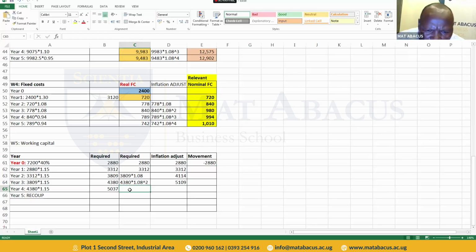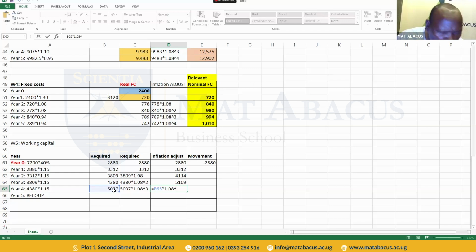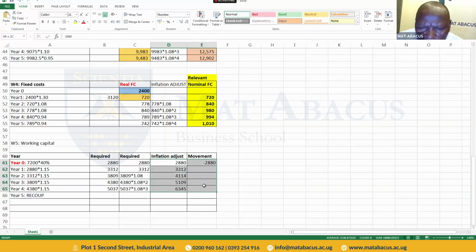This figure in year 4 will be repeating itself the third time. So times 1.08. Inflation now shouldn't be a problem based on what we've been doing. And here we should be able to get equals this figure, multiplied by 1.08 to the power of 3. And when you do that, you get 6,345. Remember, in my case, I rounded off early. Therefore, that shouldn't worry you.